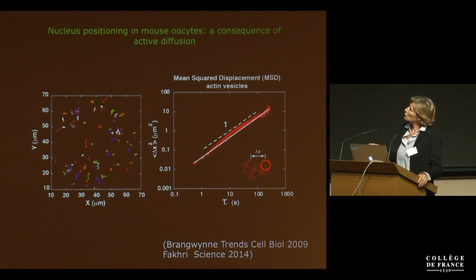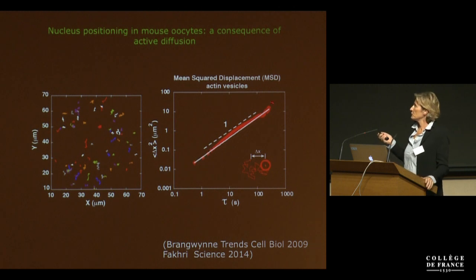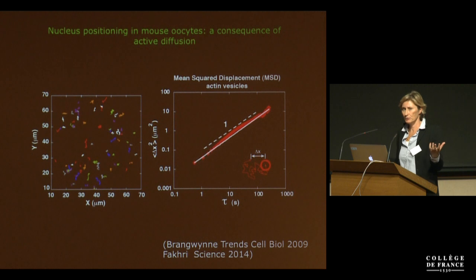So, namely, she looked at the tracks of these actin-positive vesicles, and she measured the mean square displacement of these actin-positive vesicles, which is a measure of the space explored per unit of time by these vesicles. And surprisingly, what she could observe is that the mean square displacement of these actin-positive vesicles follows a linear regression with a slope of 1 as a function of time. And this kind of behavior is typically the behavior of a diffusive object. This is the behavior of a diffusive object when it's in a medium that is purely viscous.